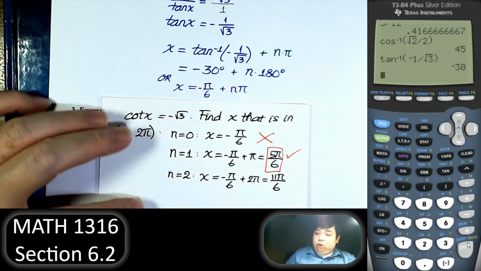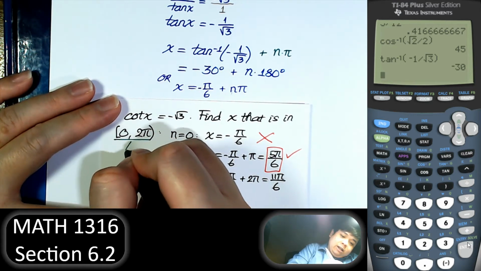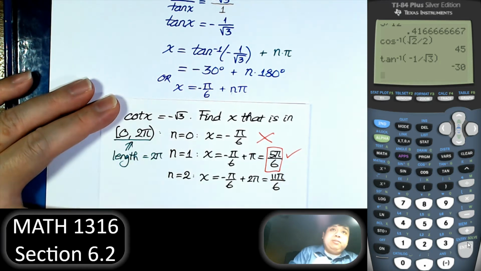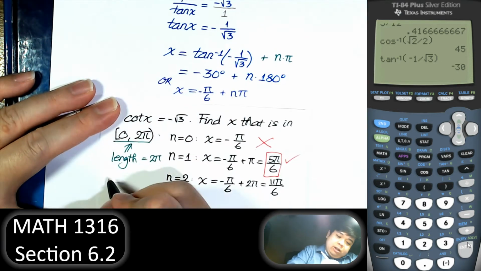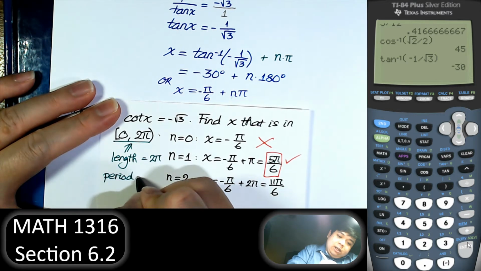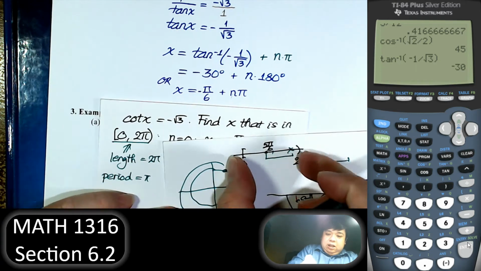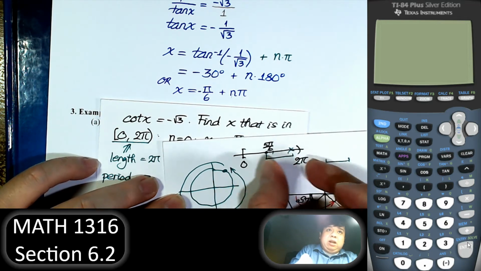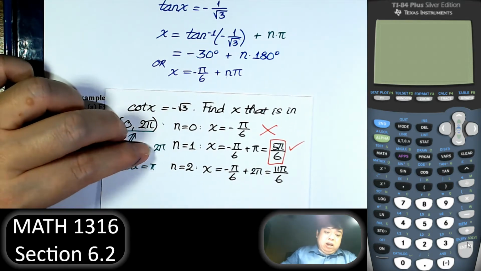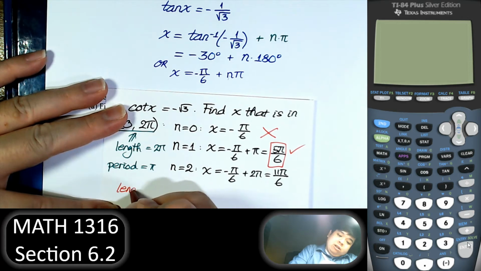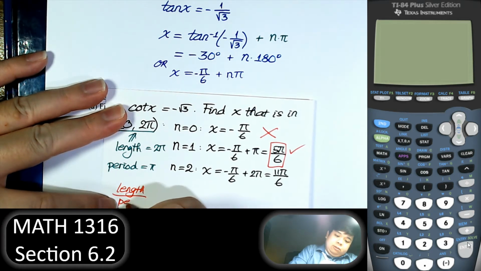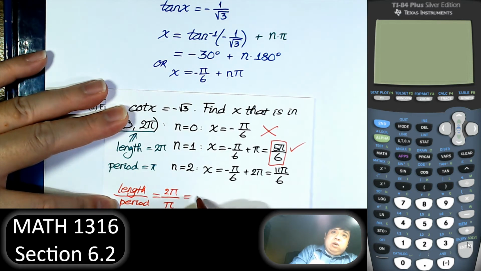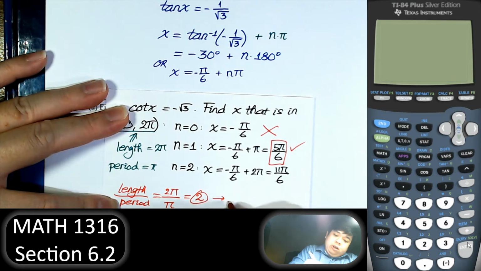So the reason we choose two values is that this interval, the length, is equal to 2 pi. In our problem, the period is just a pi. The interval is long, the period is just half of that, so you can fit two of them in here. So in general, when we have the length and the period, we just divide the length by the period. The length is 2 pi, divided by the period of a pi, gives us 2, and this is two values for n.